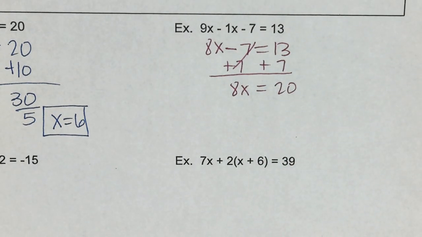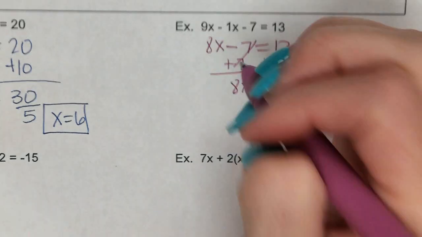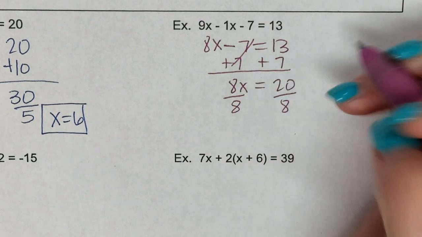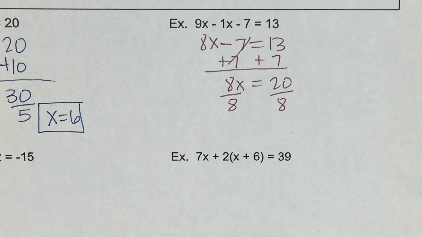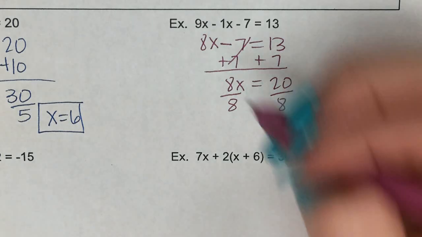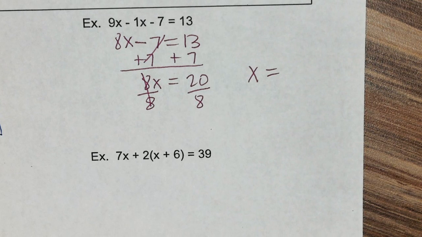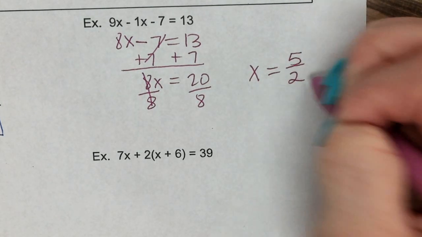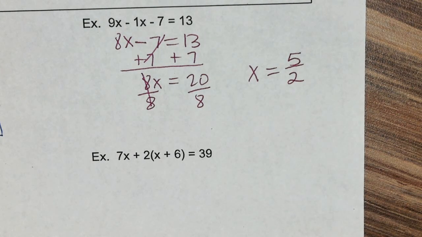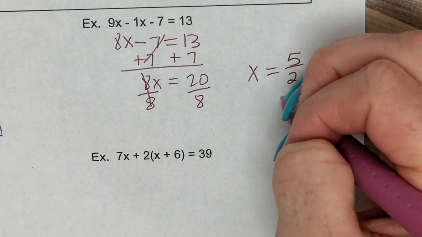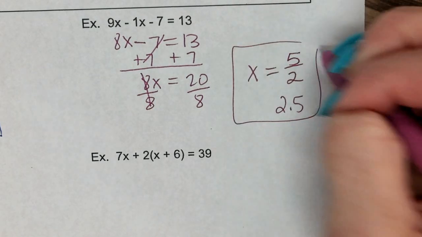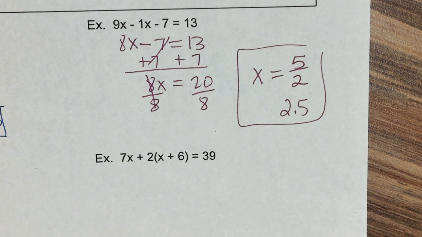Now I'm going to get rid of the coefficient by dividing. And 20 divided by 8 is a decimal. So I could just simplify this fraction and do x equals, if I divide the top and bottom by 4, I would get 5/2, correct? Or I could change it to a decimal and say the answer is 2.5. They are both the same thing. So either one.